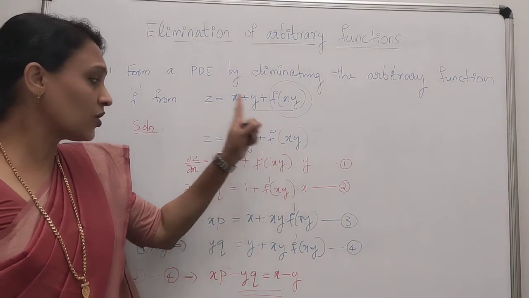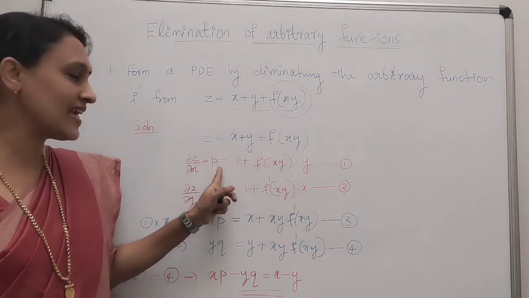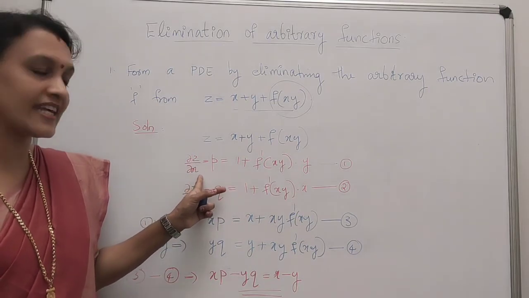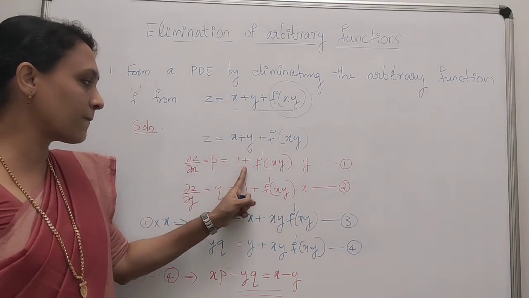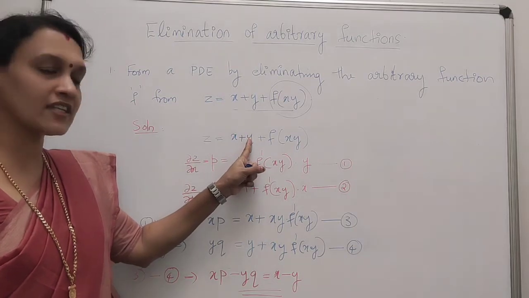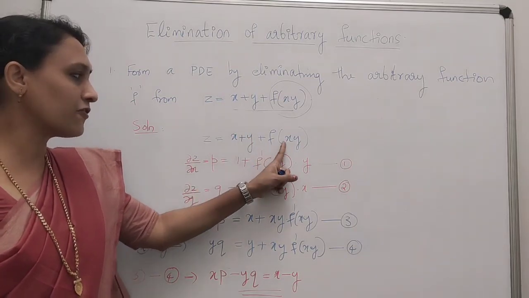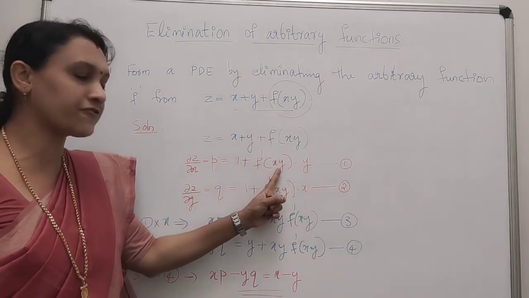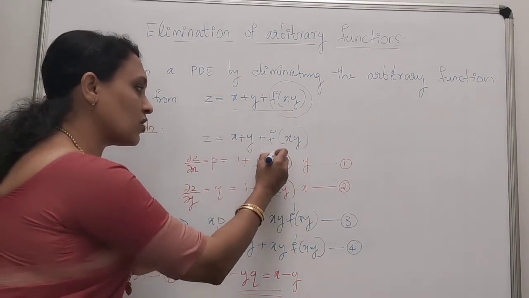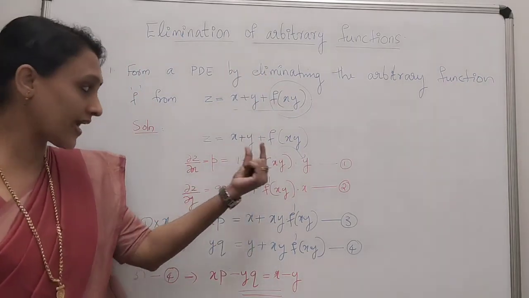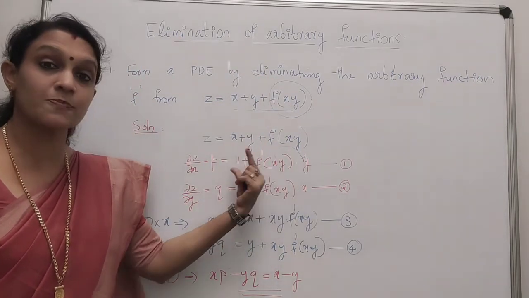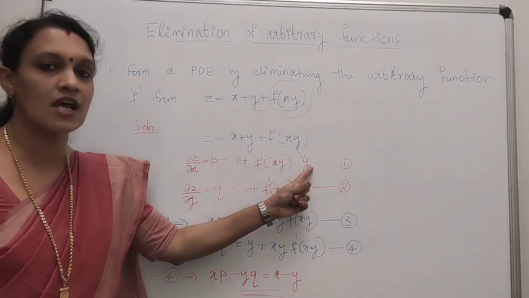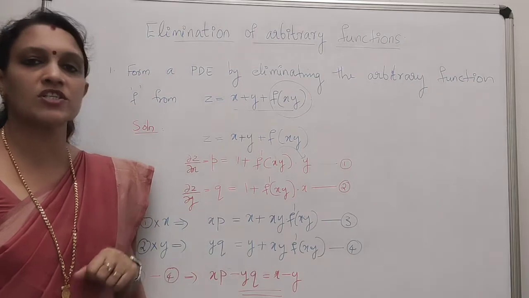We know small p. What is small p? It is dou z by dou x, the first order partial derivative. That is 1 plus y whose derivative is 0, and f of xy whose derivative is f dash of xy, then xy whose derivative with respect to x is y. And put this as equation number 1.